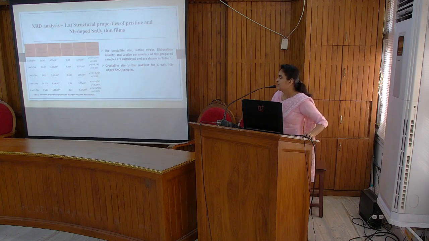These are the crystalline sizes, lattice parameters, lattice strain and dislocation density. They are calculated from the X-ray diffraction data, and from this it is clear that the 6 weight percentage niobium-doped tin oxide has the least crystalline size, of the order of 24 nanometers.